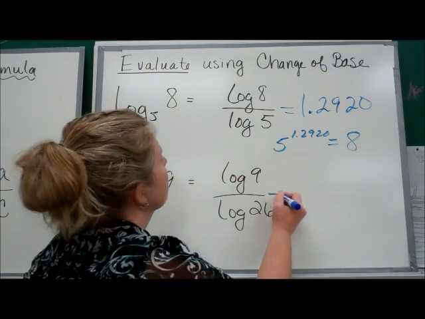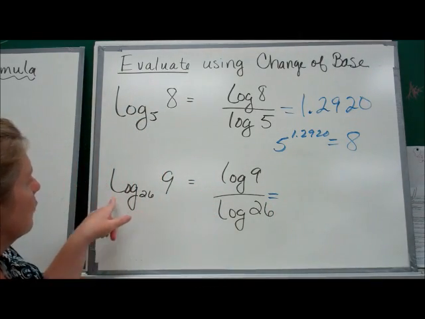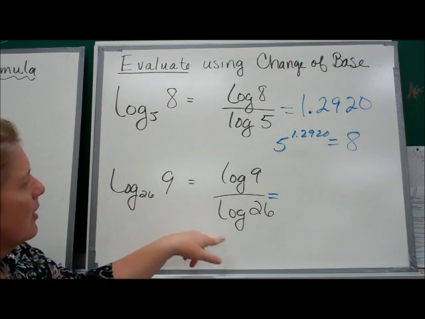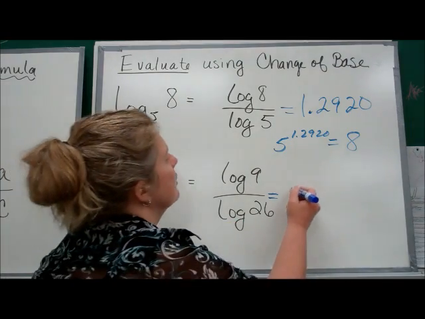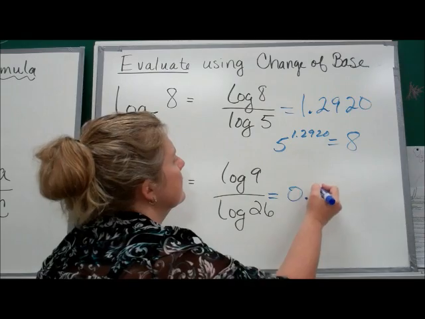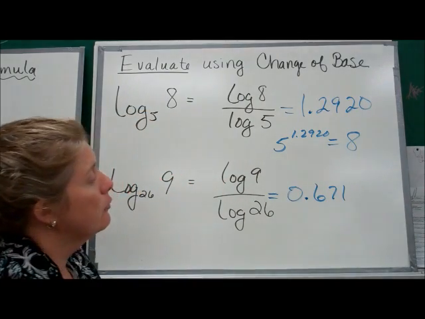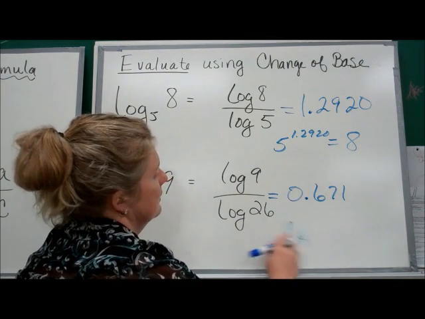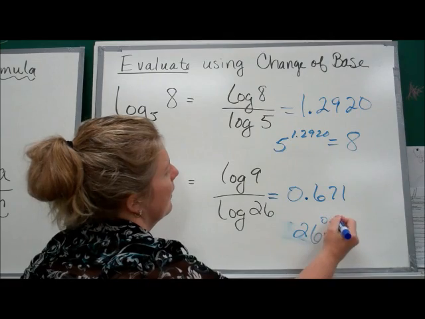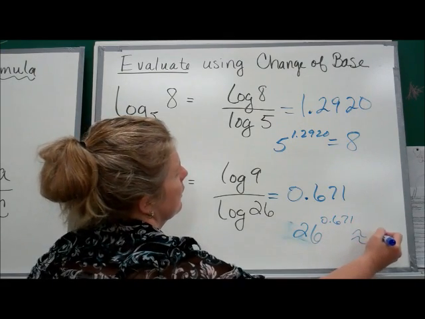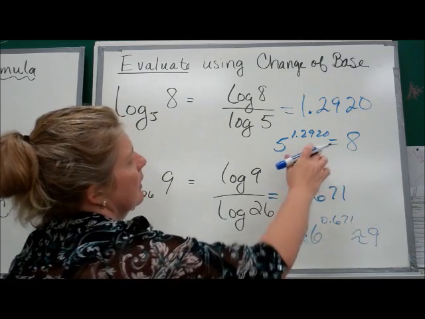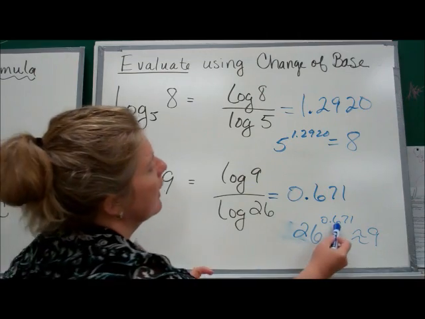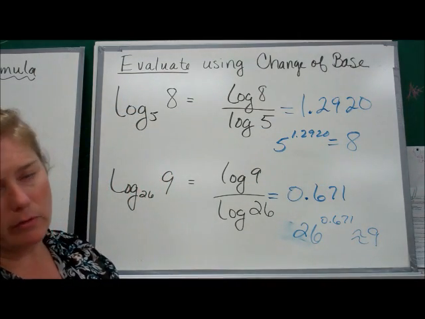Now this one, we want log base 26 of 9. So what we're going to do is take the log of 9 and divide it by the log of 26. And when we do that, we're going to get 0.671. And of course, you can check your answers. Take 26 to this power, and it's going to be very close to 9, just like that one was very close to 8. The more decimal places we have, the closer we'll be. That's why I don't like rounding.